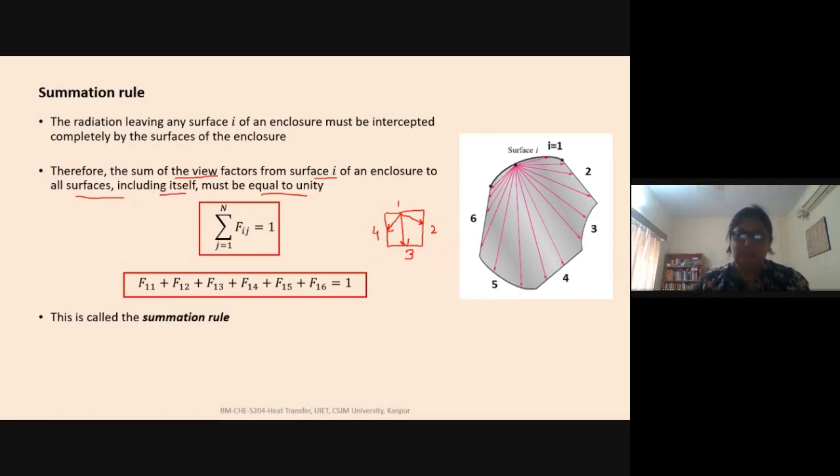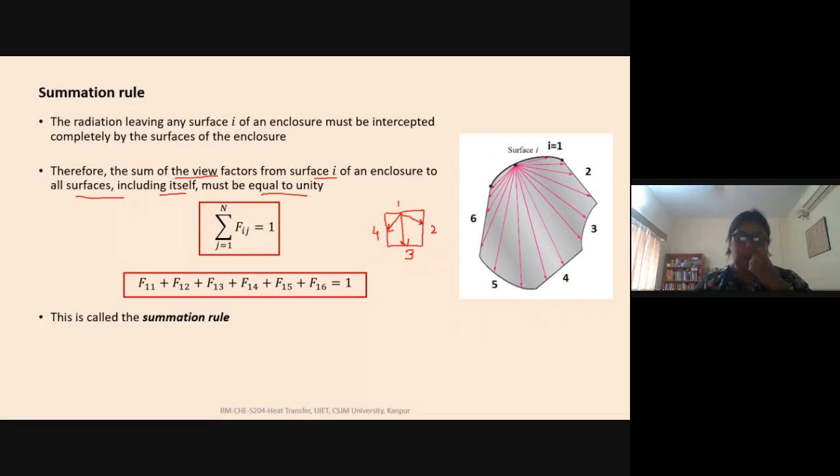Because this is a very simple thing to understand. Suppose we have radiation coming out of it. It is an enclosed surface, that means it is closed everywhere, it cannot go out. So where will the radiation go? Either it will fall on surface 2, 3, 4, 5, or 6. So that is exactly what we are talking about.